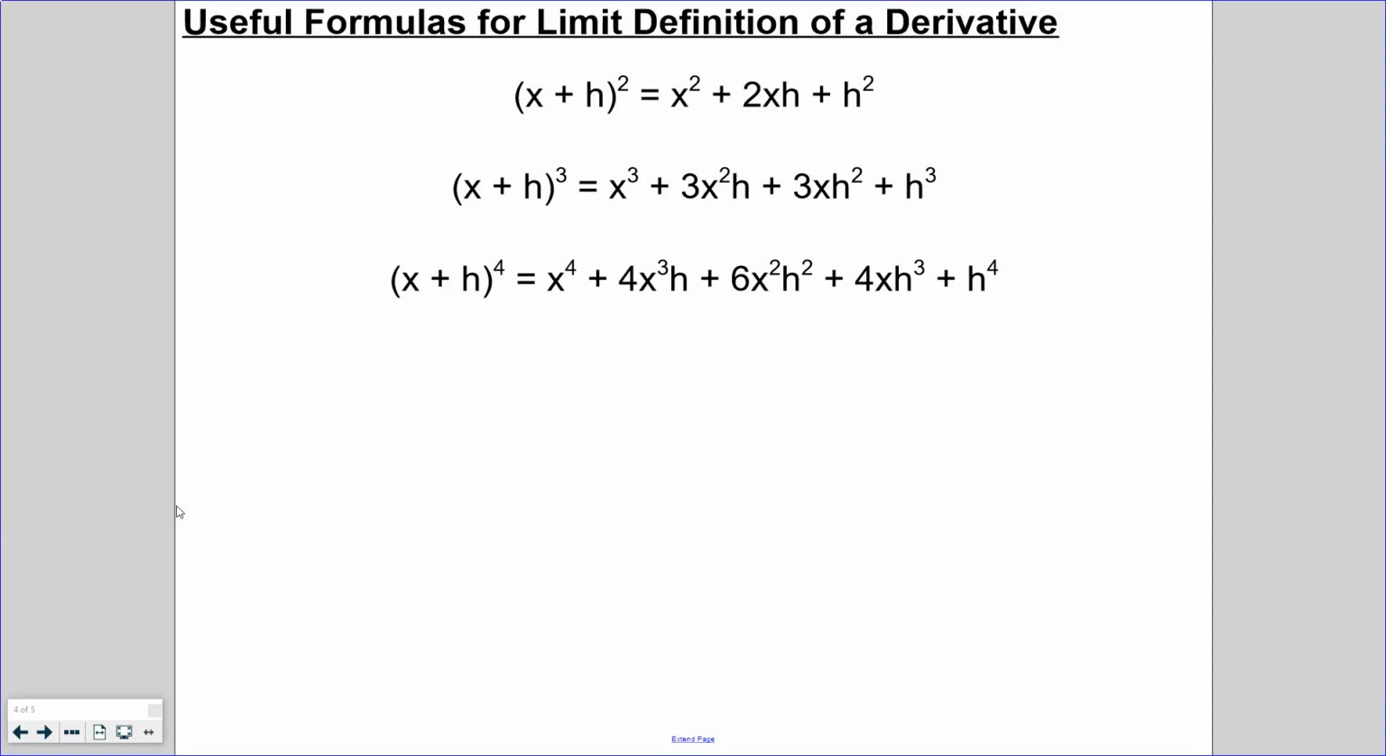And then the last one you're going to need for the Newtons is x plus h to the fourth is equal to x to the fourth plus 4x cubed h plus 6x squared h squared plus 4xh cubed plus h to the fourth. And again, these are not formulas you need to have memorized for the exam. They're solely to help your life be a little bit easier when you do the Newtons.